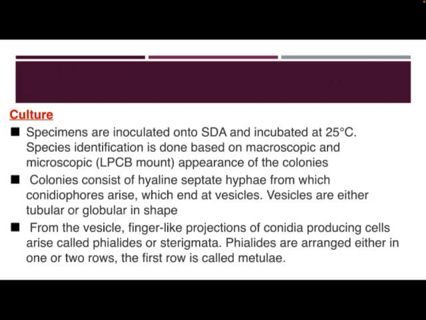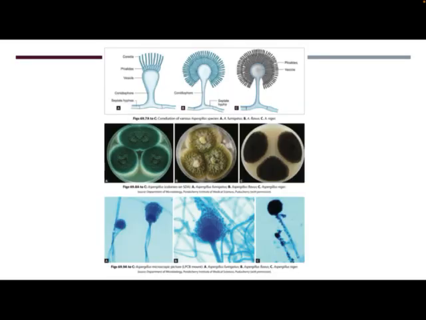the morphology of the fungus is observed by fungal staining, that is the LPCB mount. LPCB mount means lactophenol cotton blue mount. When you see this fungus by the lactophenol cotton blue mount, we can observe the real morphology, where you can see the vesicle and the conidia projecting outside. The slide shows you the different species of Aspergillus in LPCB and also their cultural characters on SDA.